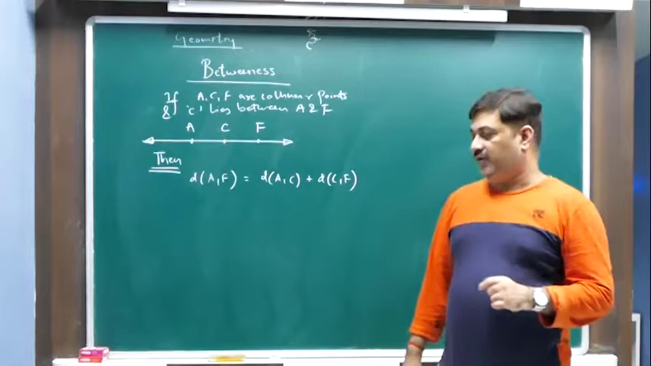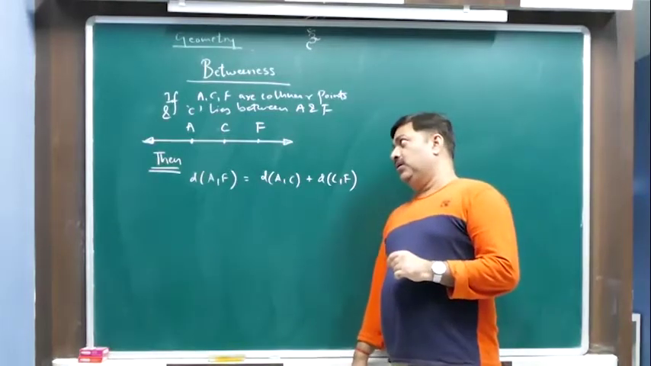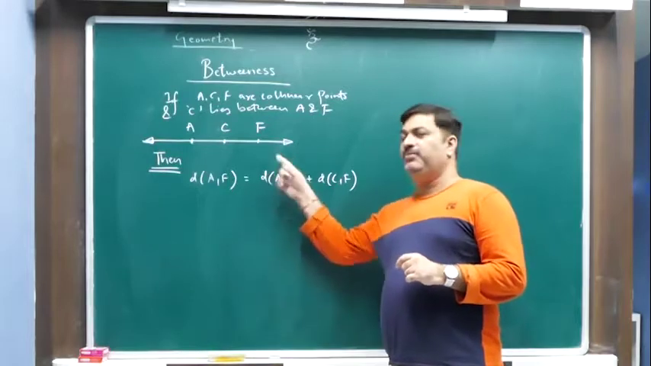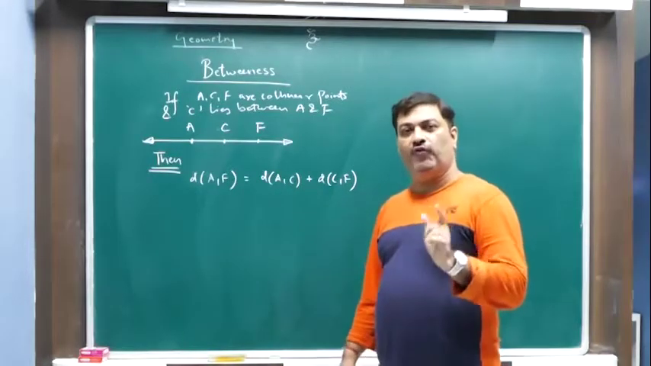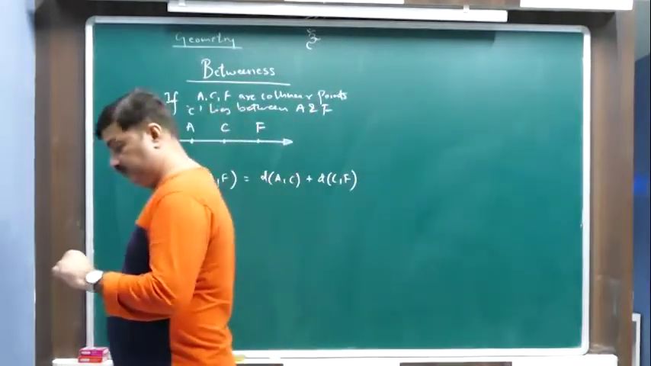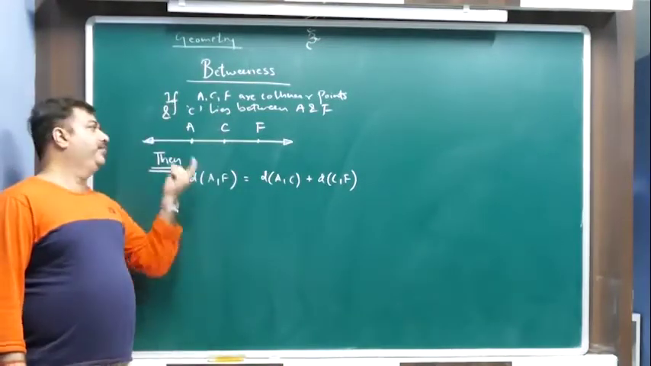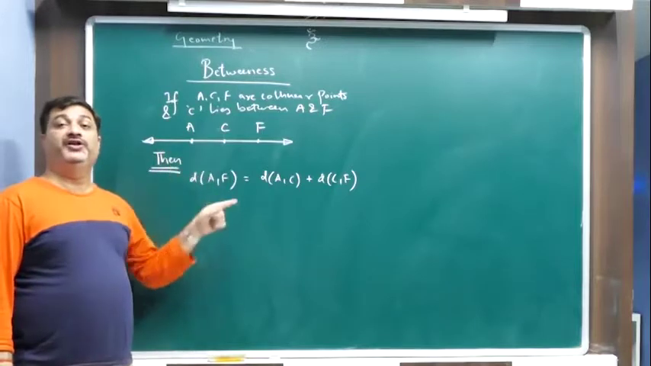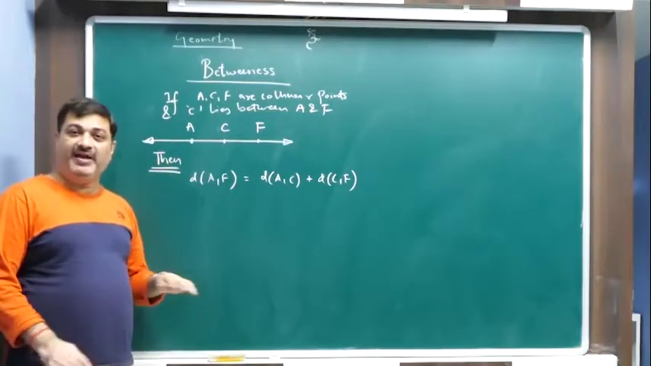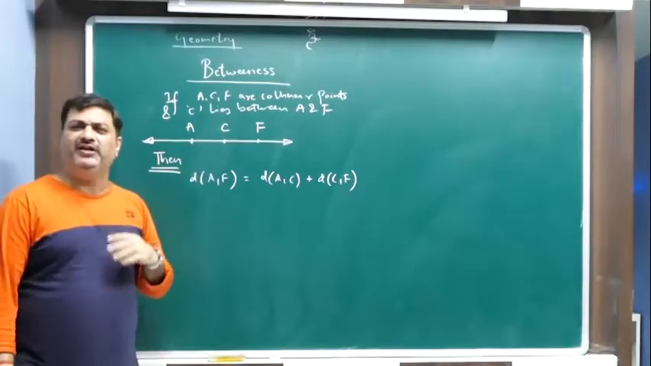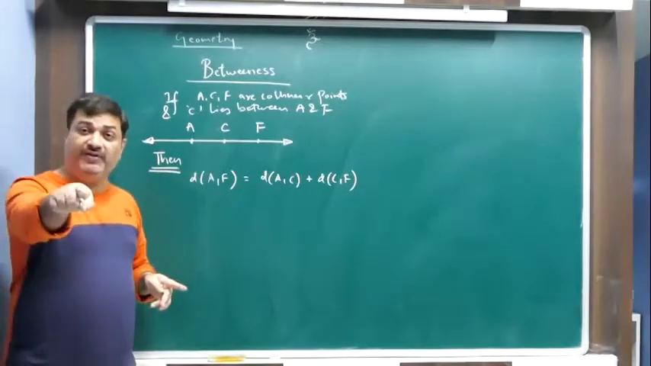Alright? Now tell me one thing. Betweenness property is applicable to collinear points only. True or false? True. Betweenness property will be applicable only to collinear points. Betweenness cannot be applicable to non-collinear points. What type of points are A, C, F? Collinear. If they are collinear, then only betweenness is applicable.